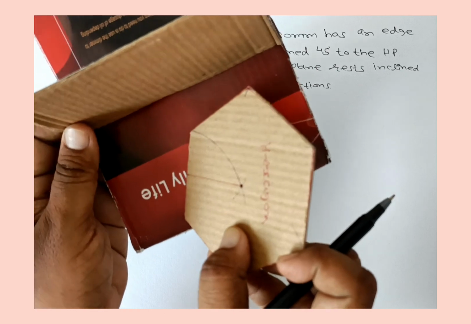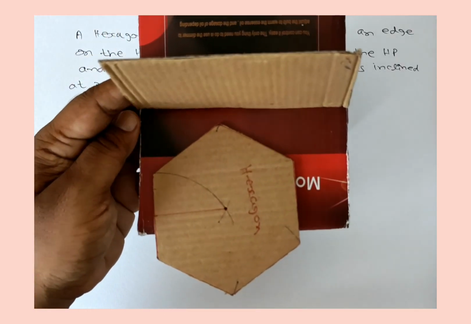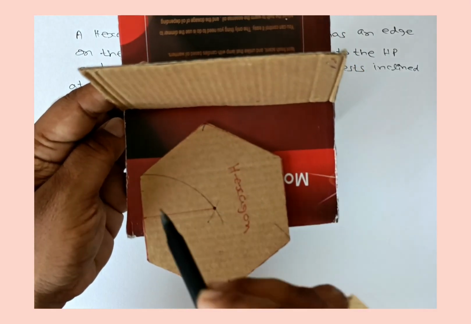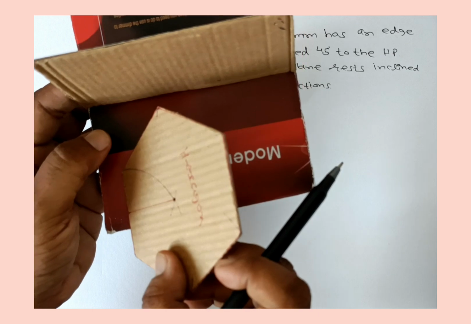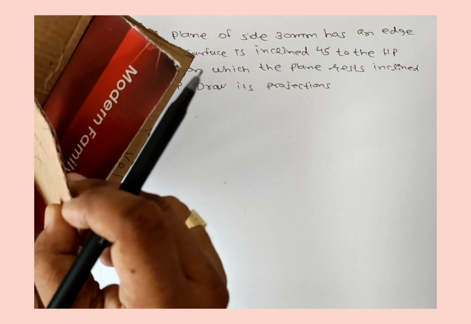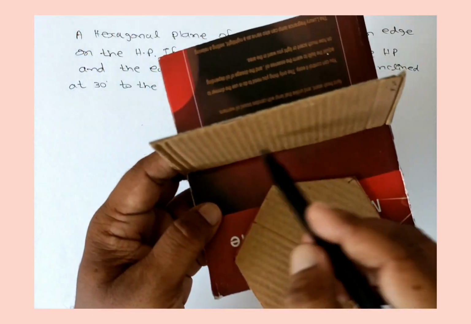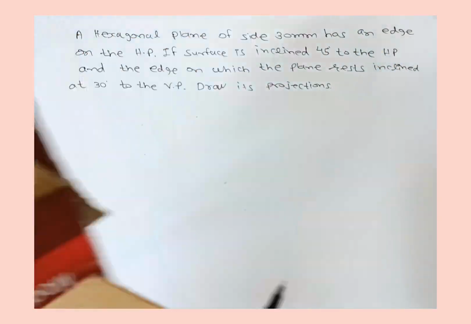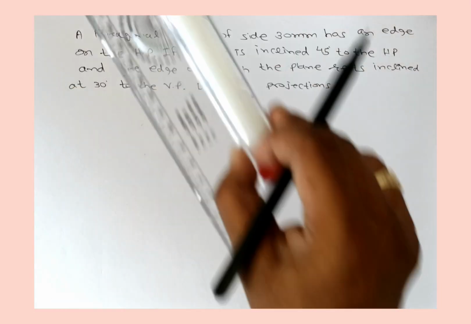So first of all, what I have to do, students? You have to draw this hexagon like this. This is the XY line and this is the complete hexagon. Then in elevation, you have to draw a 45 degree surface to the HP, and in plan we can see the 30 degree to the VP. So students, first of all you have to draw the hexagonal plane.